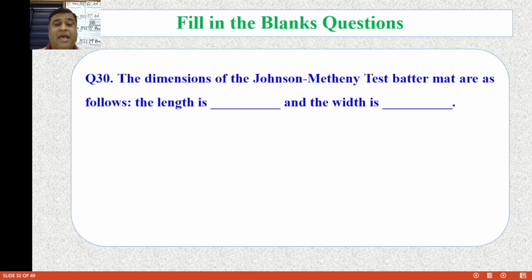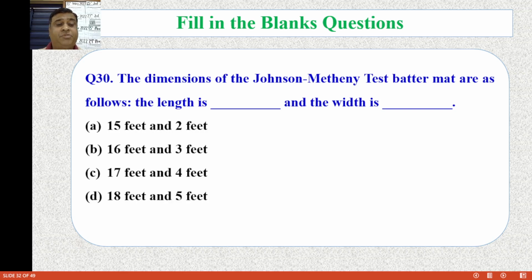Question number 30. The dimensions of the Johnson-Metheny test battery mat are as follows. The length is dash and the width is dash. Option A, 15 feet and 2 feet. Option B, 16 feet and 3 feet. Option C, 17 feet and 4 feet. Option D, 18 feet and 5 feet. Now the correct answer is 15 feet length and 2 feet width.